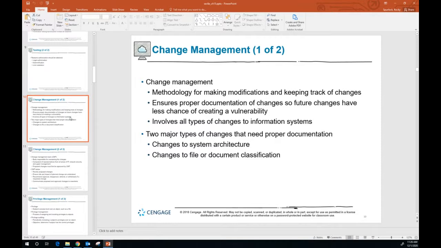Change management is a methodology for making modifications and keeping track of change. This is done to ensure that proper documentation of changes is made so that future changes have less chance of creating vulnerability. This involves all types of changes to the information systems, including changes to the system architecture, or changes to file or document classifications. Everything needs to be documented. So if you change hardware, add new software, or change the software, all of that needs to be properly documented.